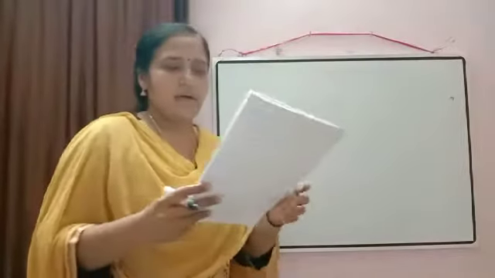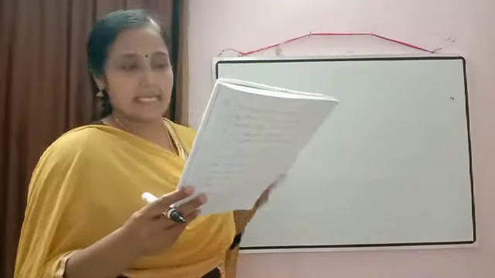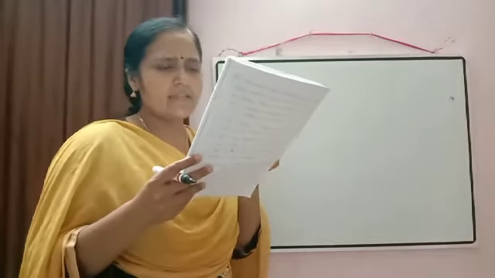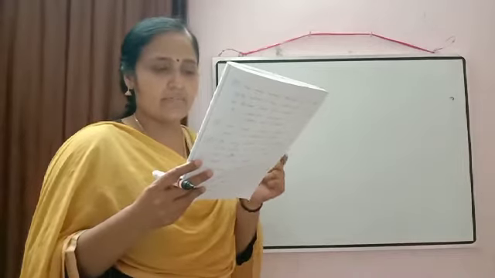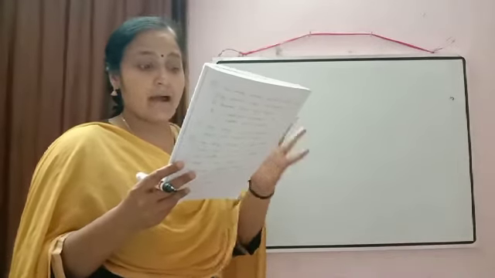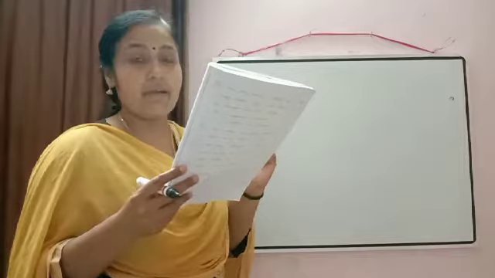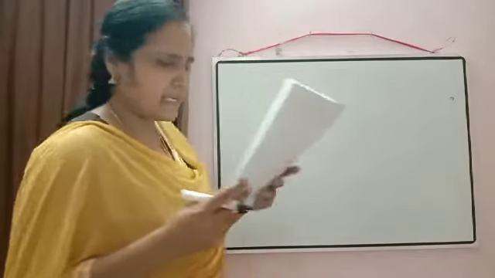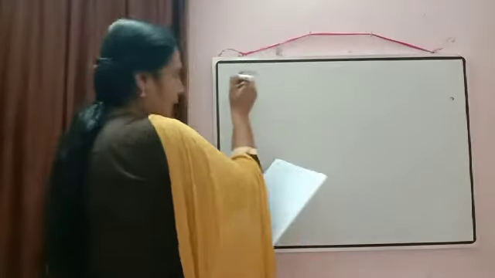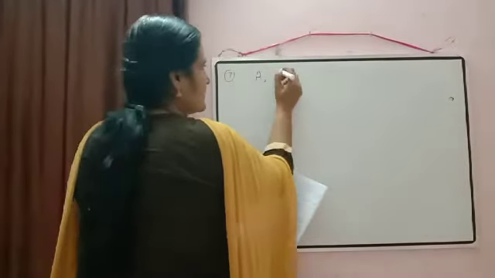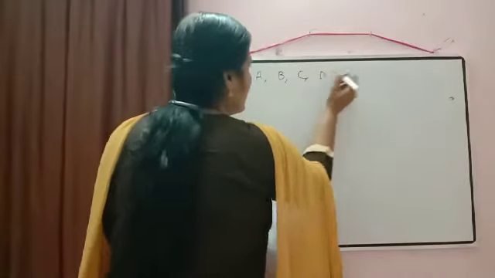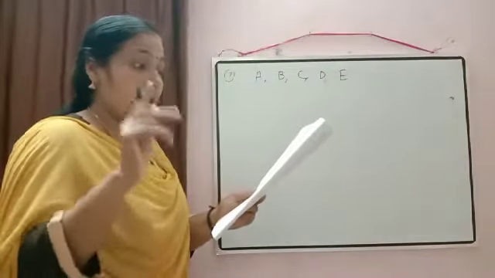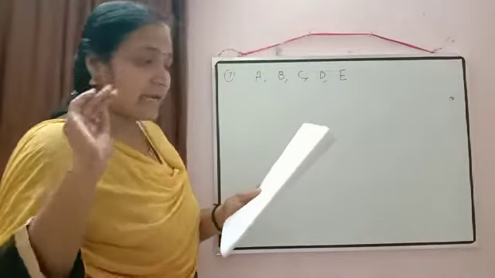Next is: find the number of different signals that can be generated by arranging at least 2 flags in order on a vertical staff if 5 different flags are available with us. So I am giving the names for these flags A, B, C, D, E. So we have 5 flags available with us, A, B, C, D, E. And it is asked to generate a signal; at least 2 flags are required.